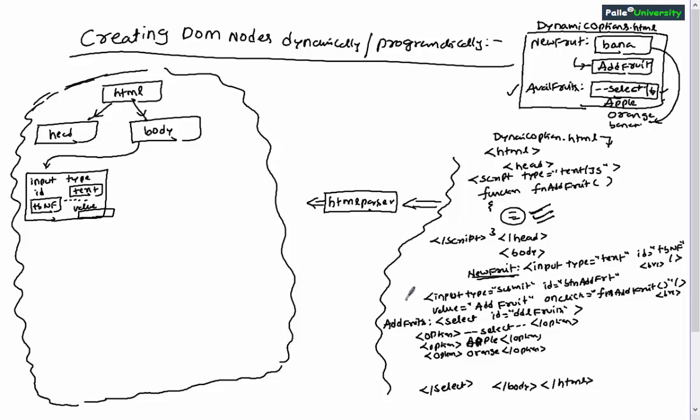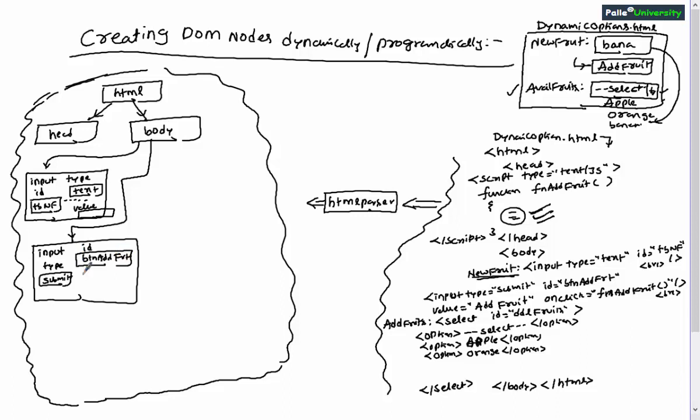Similar way, even this button related code will be converted into the corresponding DOM node, which appears like this: input, type submit, ID btnAddFrt, value maybe add fruit, and similar way the onclick event and the called function, whichever the function we are going to call, that function name fnAddFruit. So similar way some other unused properties.